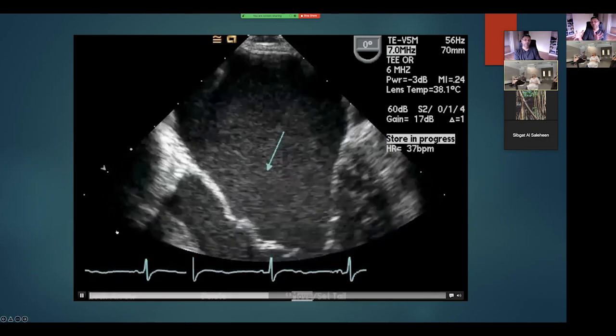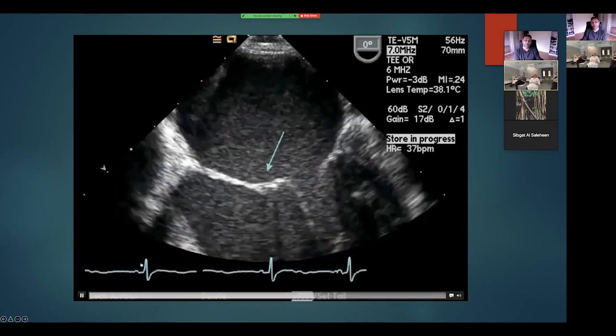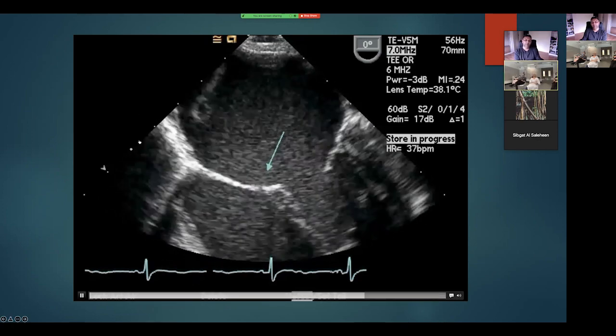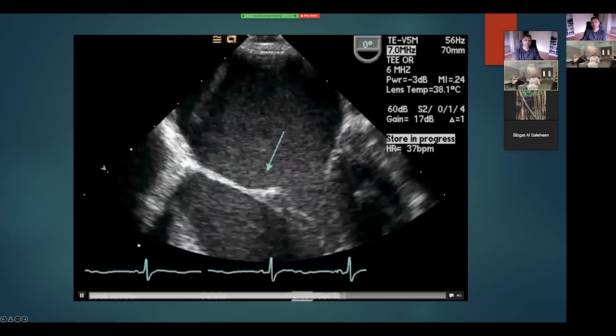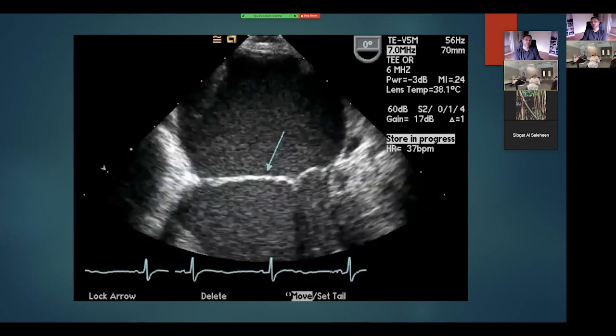It's a zoomed view. That's why you can't see anything here, but this is your right ventricle and right atrium coming in on the side. So, I'm going to say A1, A2, and P1.